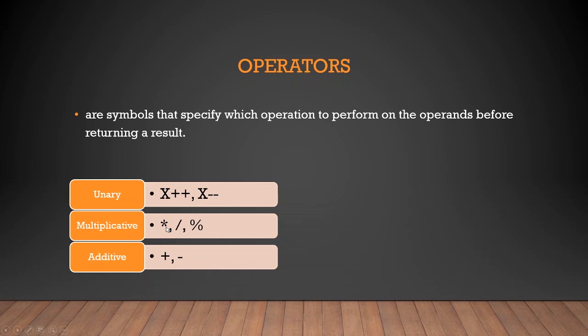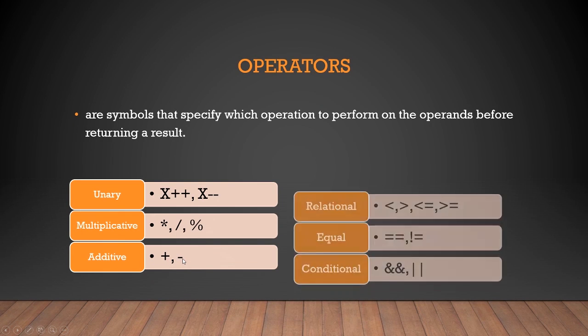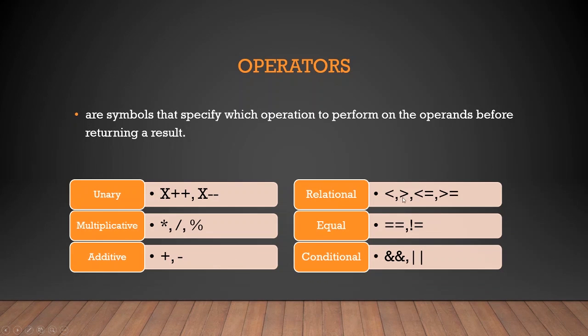Multiplicative: multiplication, division, and modulus. Additive: plus or minus. Then we have relational operators: less than, greater than, less than or equal to, greater than or equal to. We have equals to. If you want to compare two values, it should be equals equals. When you want to make sure those values are not equal, you use an exclamation sign and equals.